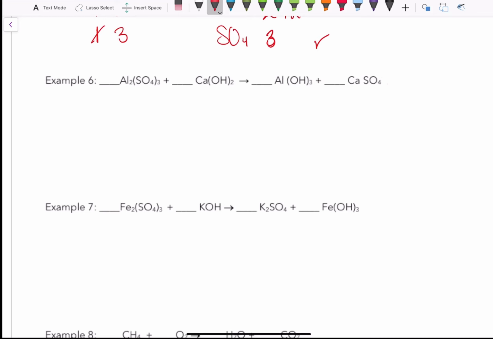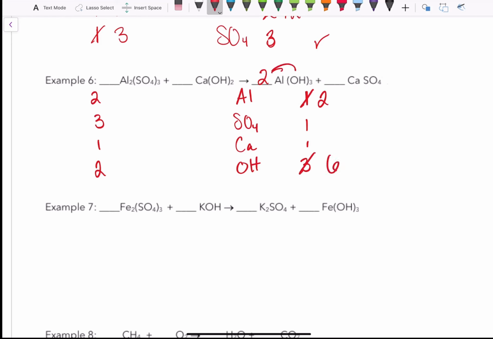So go ahead and pause the video and work on your atom inventory. All right, so your atom inventory should look like this. So when it comes to balancing, we'll start with aluminum because calcium, our other metal, is already balanced. Aluminum, we need to change our product 1 into a 2, so we'll multiply it by 2. Changes aluminum to 2, but it also changes hydroxide. That's now a 6. Aluminum's balanced.